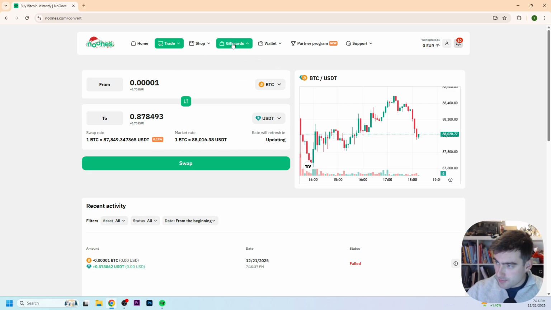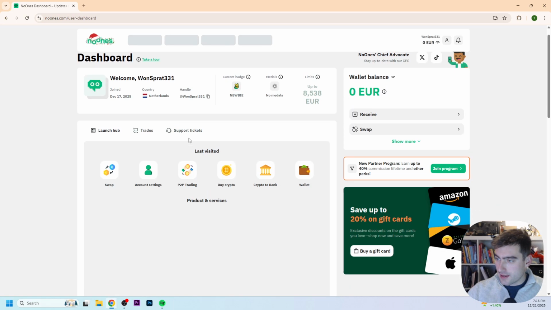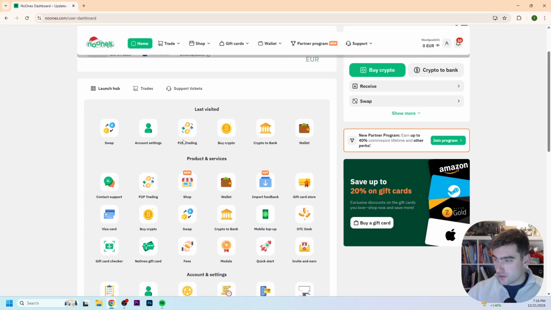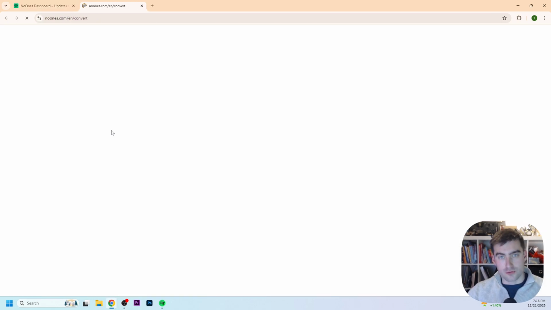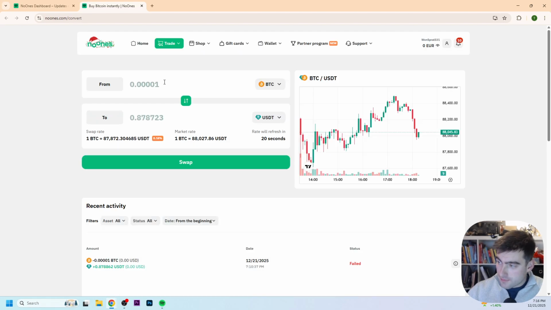It's quite simple because from here, if you go to our home screen, you will find the dashboard, and we want to swap trade. So what we're going to do is click here on swap. Then from here, you can fill in the amount of Bitcoin or whatever.